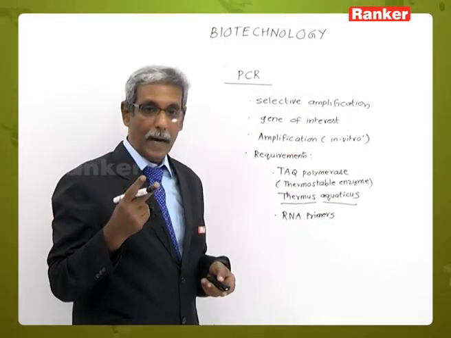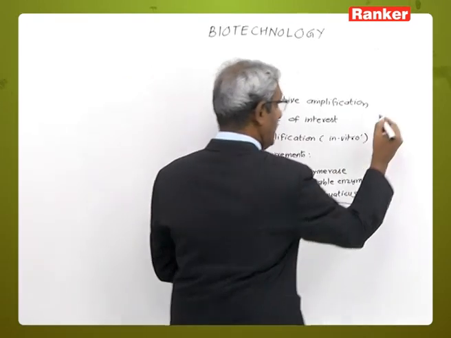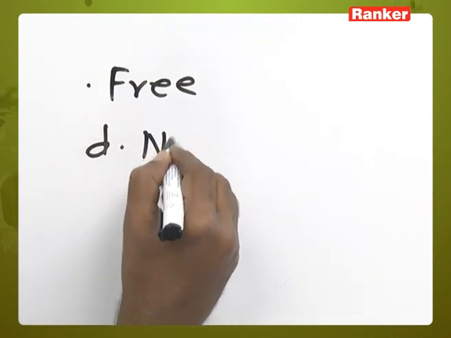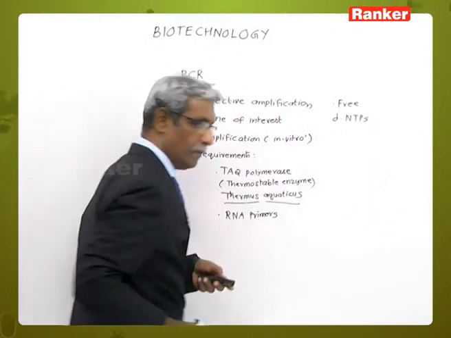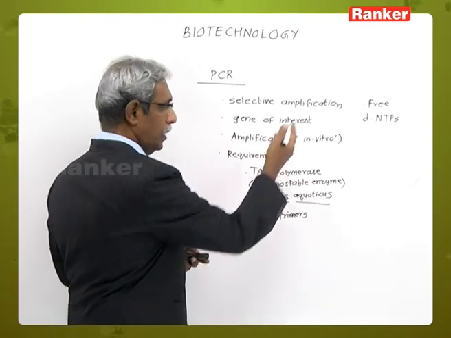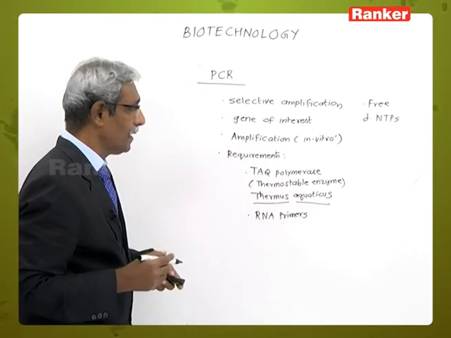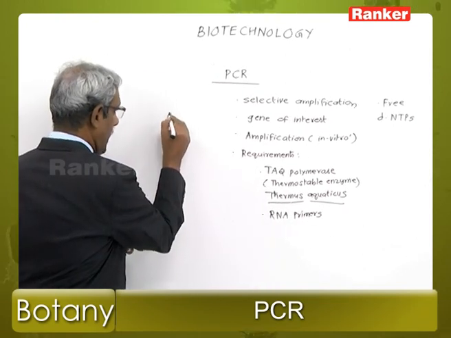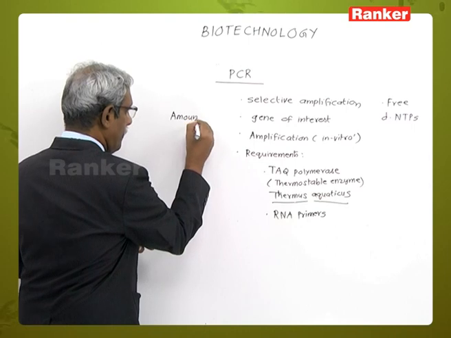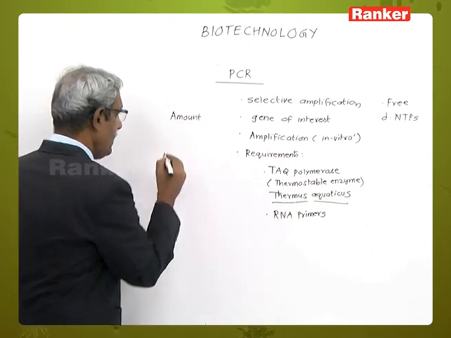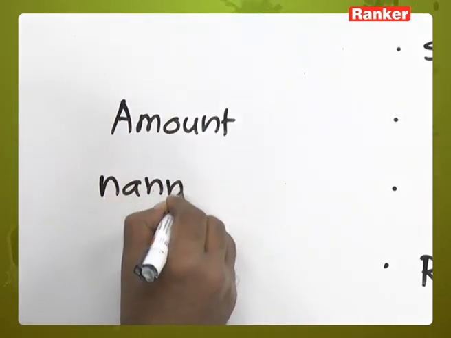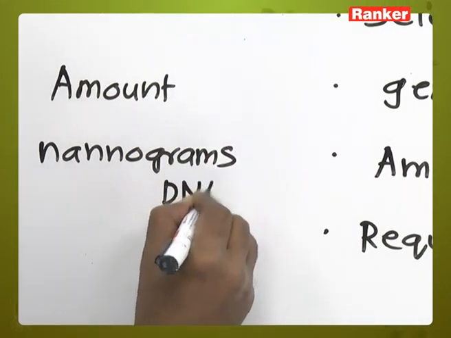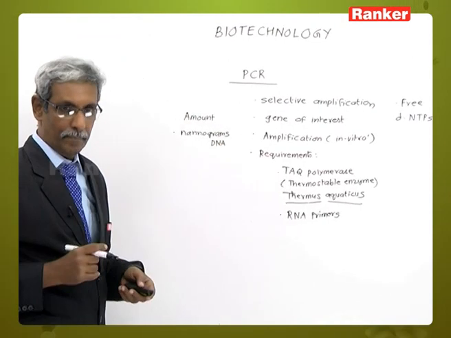Then again, in addition to the Taq polymerase, we also require 2 RNA primers. Then again, we require free dNTPs, free nucleotides. The amount of DNA which is required is primarily given in nanograms, very small amounts. Nanograms of the DNA is required for a PCR.